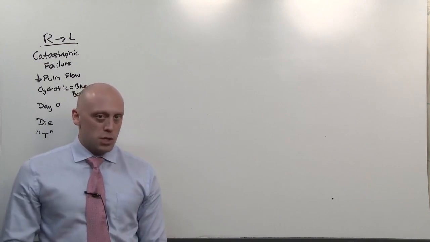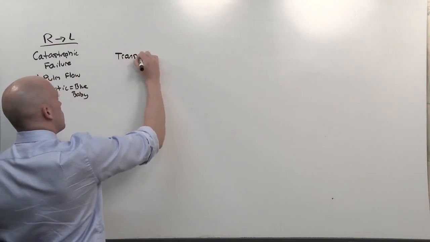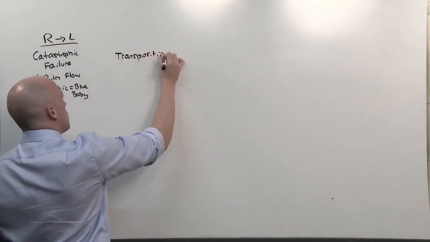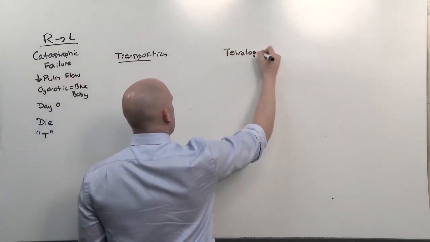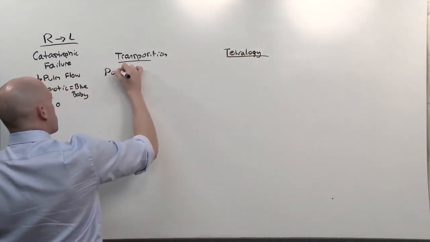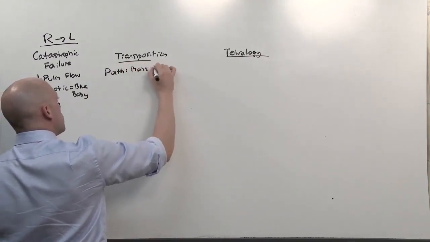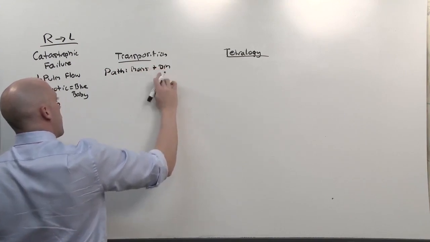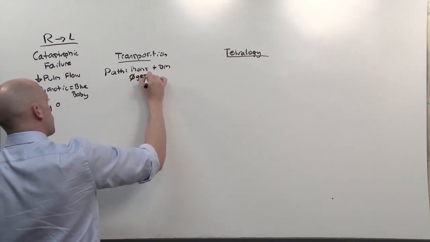So the 2 I want you to know about are going to be transposition of the great vessels and tetralogy of Fallot. Transposition of the great vessels occurs in moms who are already diabetic. They have diabetes, they are diabetics, and not gestational.